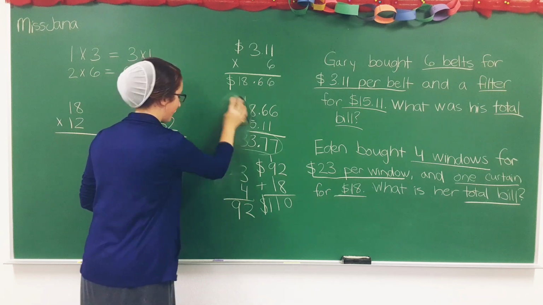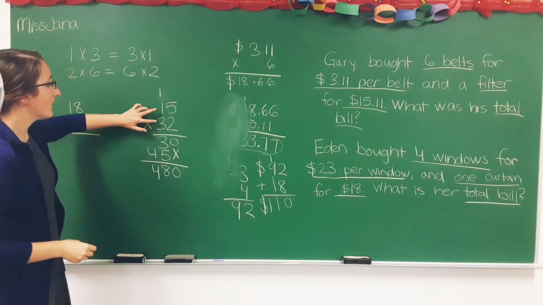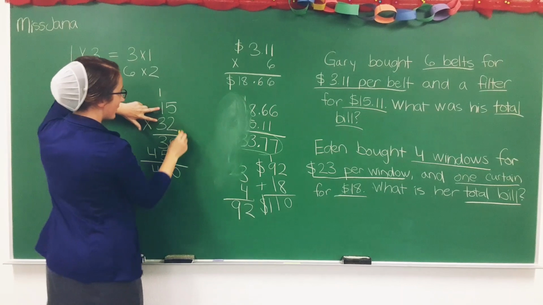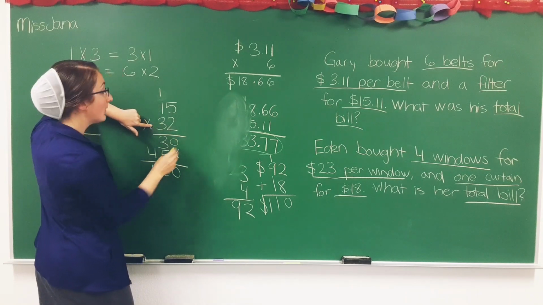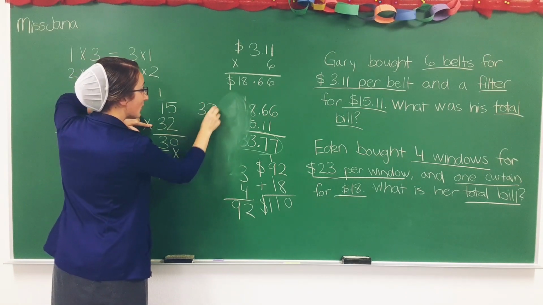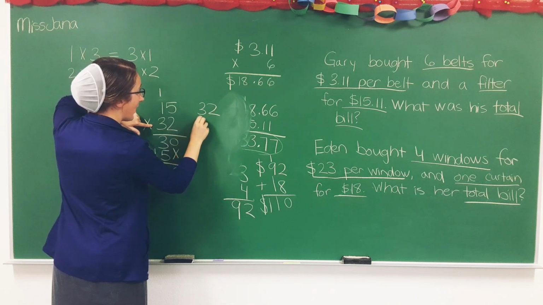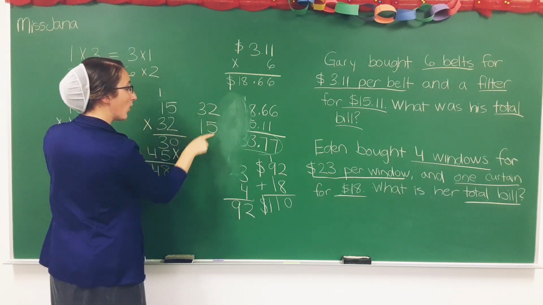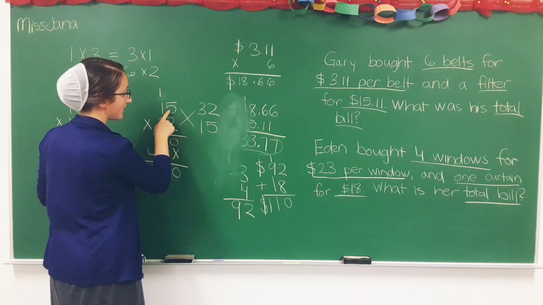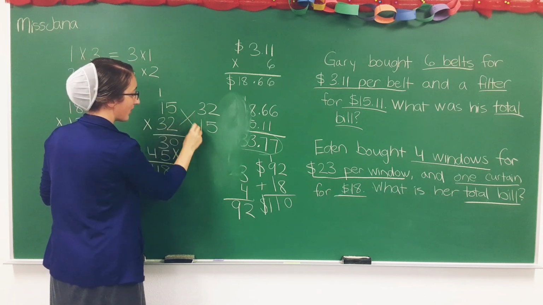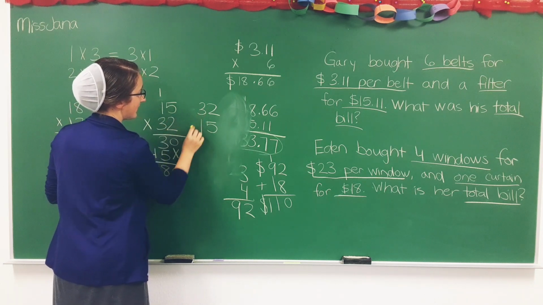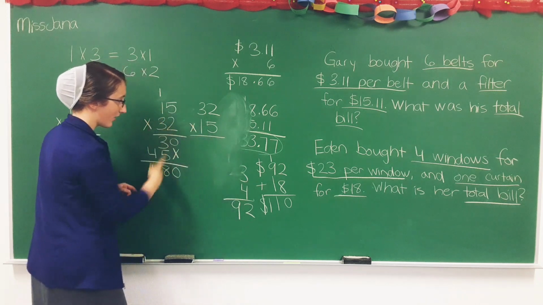So to check it, we switch the multipliers around. So we have 15 and 32. So we do 32, we switch it, times 15. We switch the order, right? Do you see this? Move 15 down here, 32 up here. And now we're going to times it, just like we did over here.